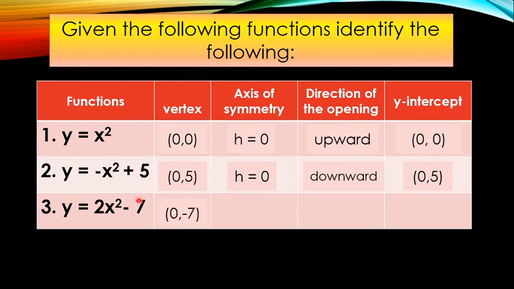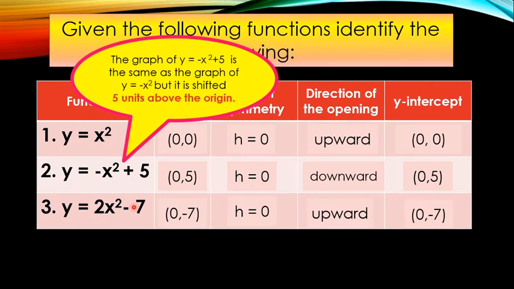Next, the vertex here is (0, -7). The axis of symmetry is x = 0. The direction of the opening is upward because the value of a is positive. Then, the y-intercept is the constant number, which is -7, or (0, -7). And this function is shifted 5 units above the origin.